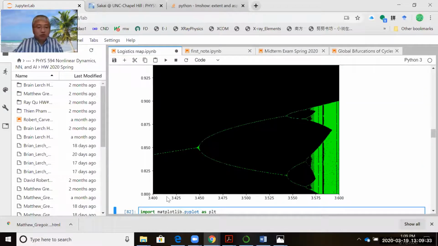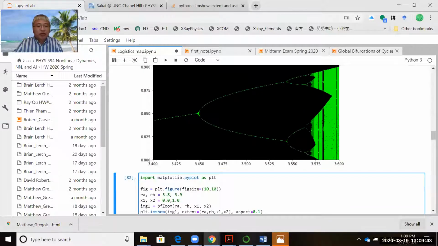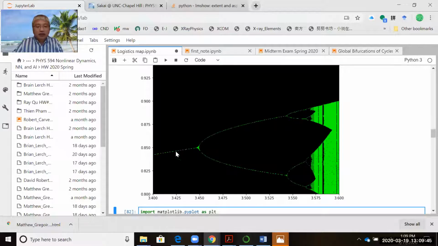So you can see I'm zooming between 3.4 and 3.6, and only a small range of values, between 0.8 and 1. If you zoom into this small region, it looks exactly like the original one. That particular orbit becomes period doubling again at 3.448 something, and then it doubles again and again. If you zoom in on any of these places, it looks exactly the same.